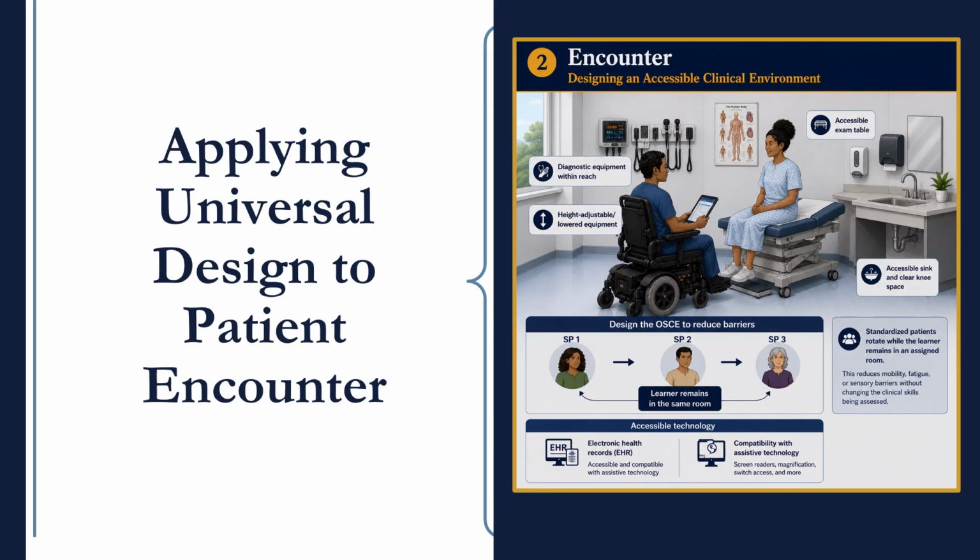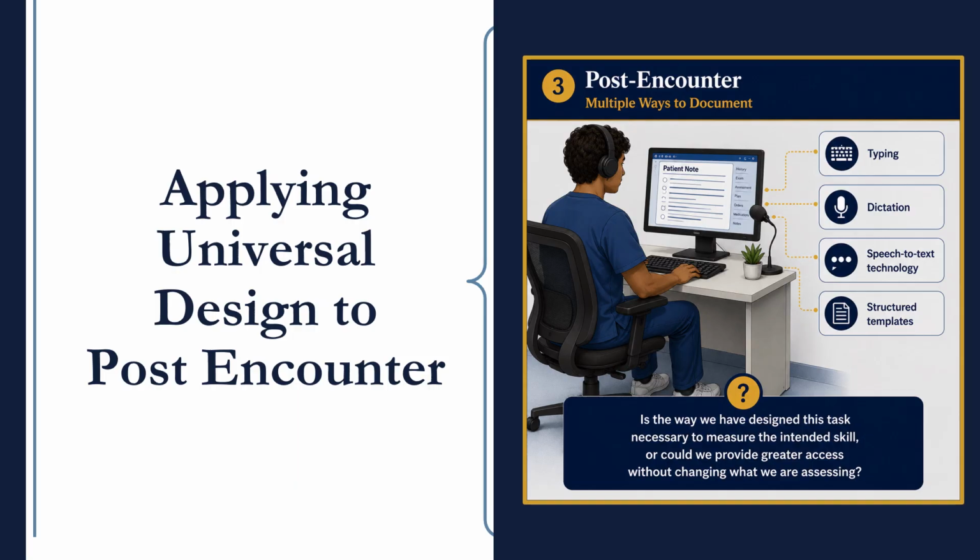Accessibility can also be incorporated into the technology used during the assessment, including electronic health records and compatibility with assistive technology. Finally, consider the post-encounter task. If handwriting or typing is not itself a skill being assessed, students might be able to use different methods to document the encounter, including typing, dictation, or speech-to-text technology. The goal is to examine each component of the OSCE and ask, is the way we have designed this task necessary to measure the intended skill? Or could we provide greater access without changing what we are assessing?